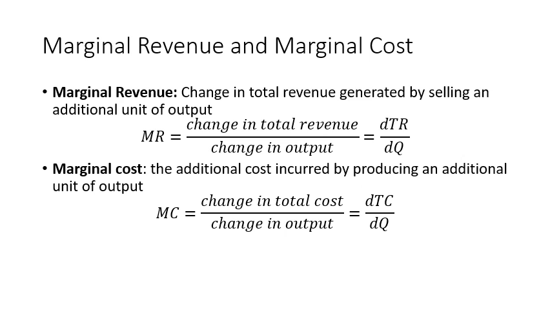Marginal revenue and marginal cost. Marginal revenue is equal to a change in total revenue over a change in output, or the derivative of total revenue with respect to quantity, output. Marginal cost is equal to the additional costs incurred by producing an additional unit of output, or the change in total cost over the change in output, or the derivative of total cost with respect to quantity or output.